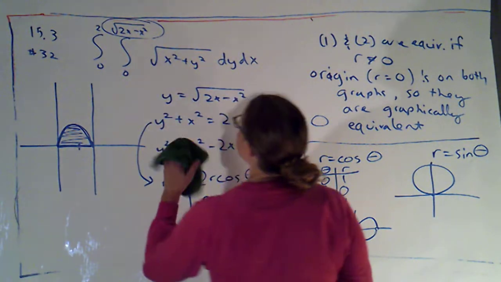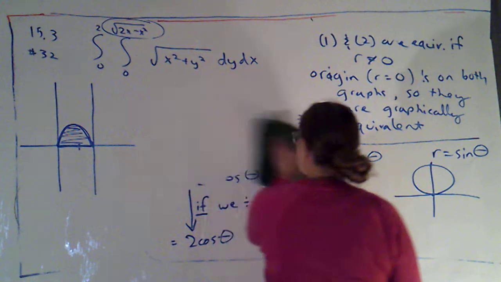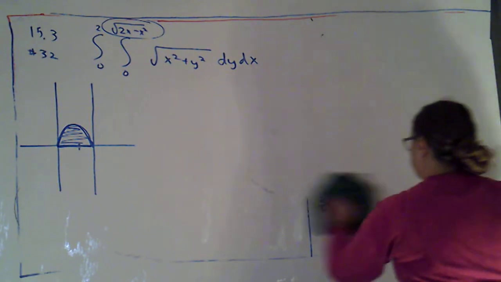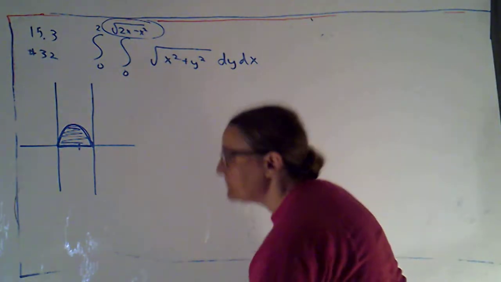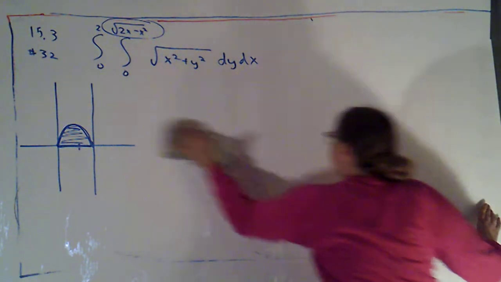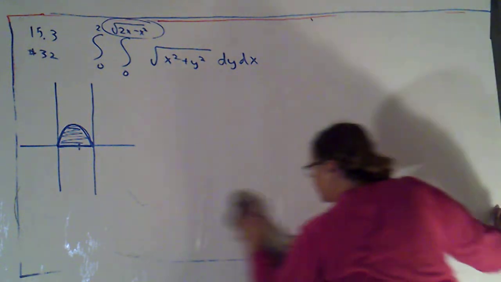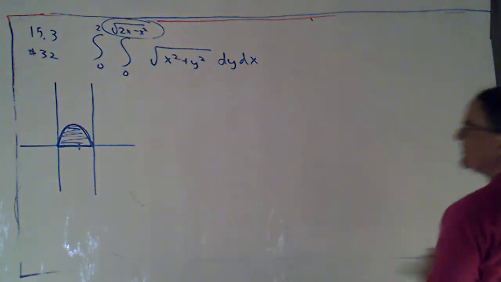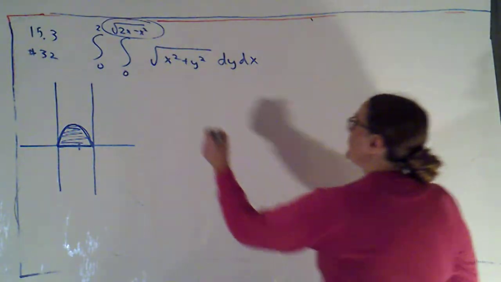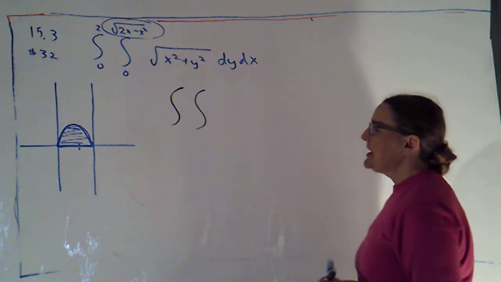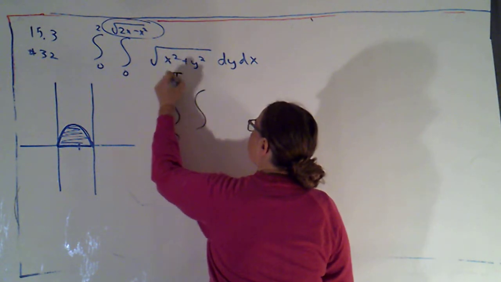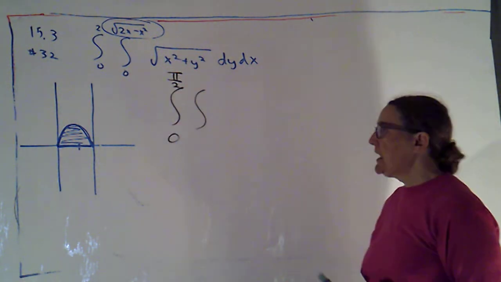Let's see now if we can't do our integral. Okay, so I want to set up my limits of integration. This is just the top half of the disk, and we just saw that that's going to be as theta varies from 0 to pi over 2.